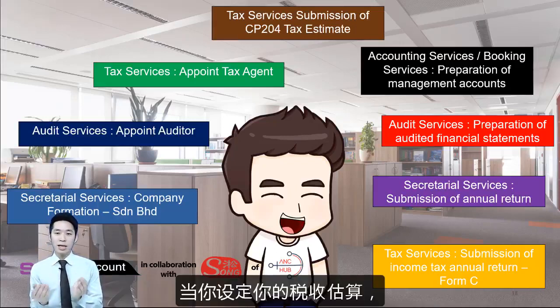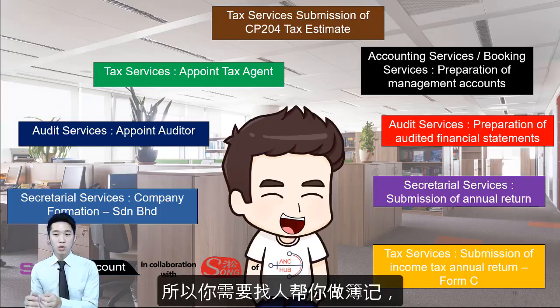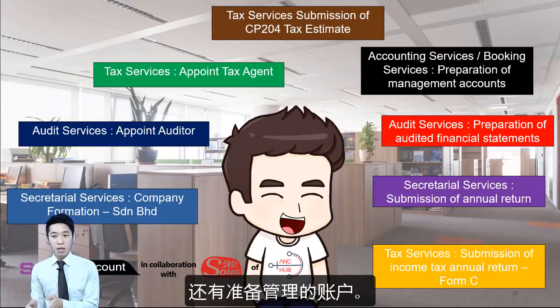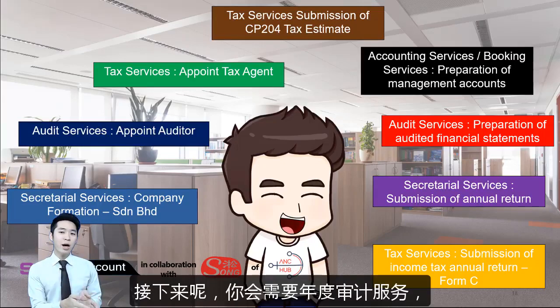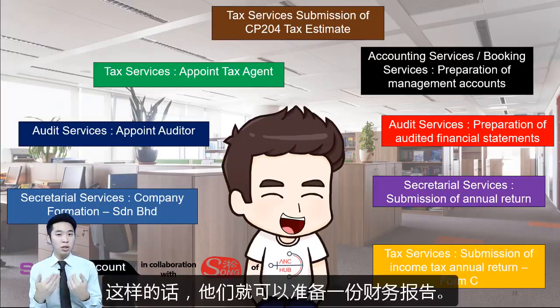Then once you set the tax estimate, you also need to do your accounting services. So you have to find someone to do your bookkeeping services and your preparation of management accounts. And then you will have your audit services come in. Once you set your year end, after you prepare, then the audit service will come in and check your financials in order to issue the audited financial statements.